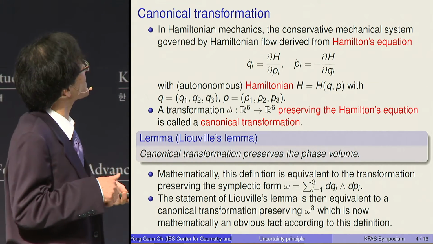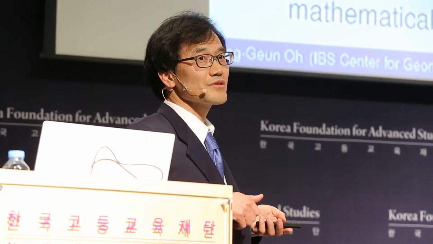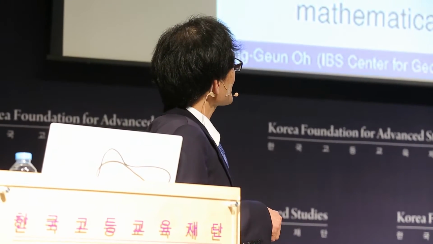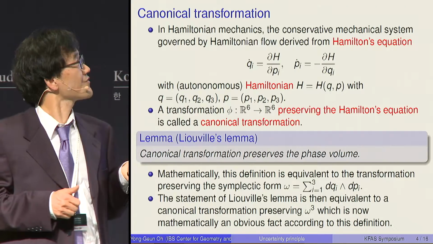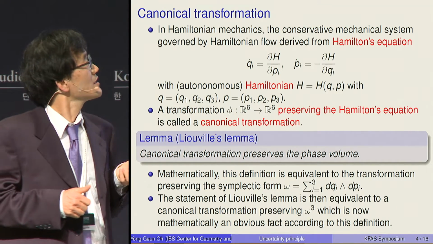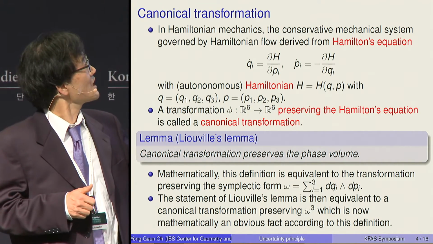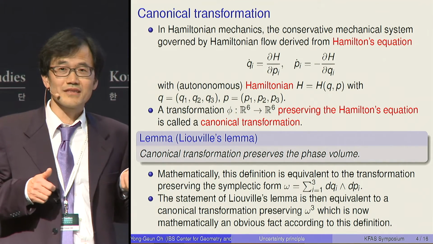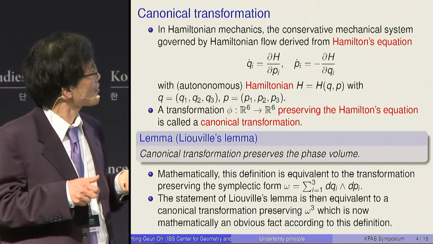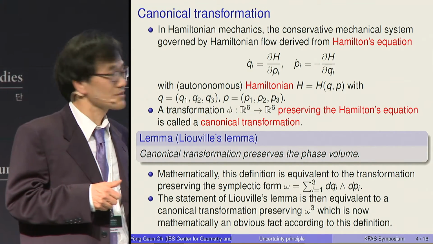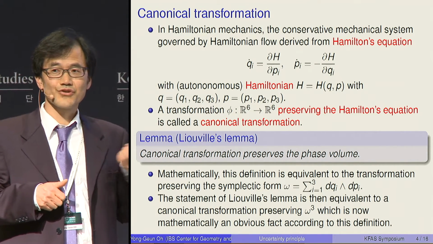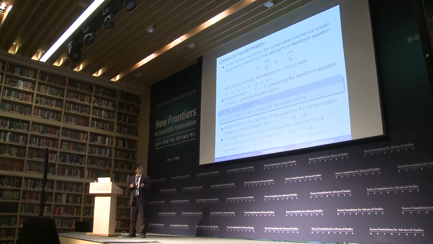And the mathematical definition of this canonical transformation can be stated as the transformation preserving this symplectic area or symplectic form. And then the Liouville's lemma is nothing but the corollary of these definitions, which says the transformation preserves the cube of this omega.